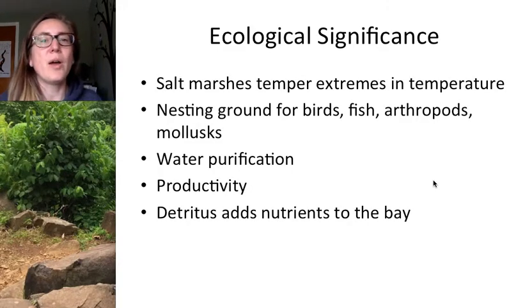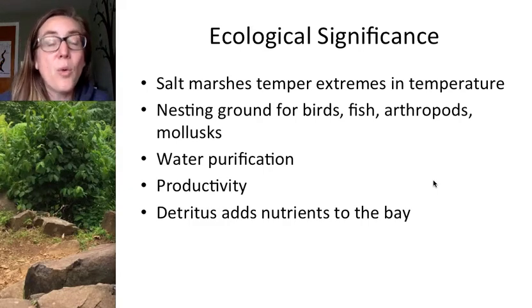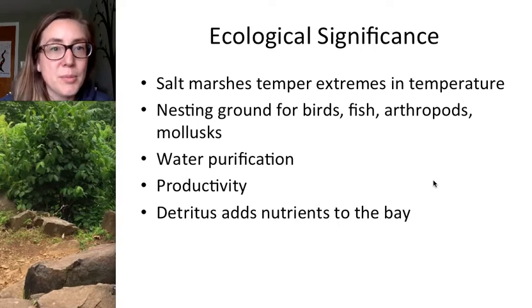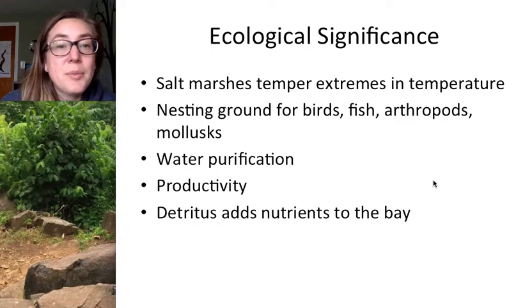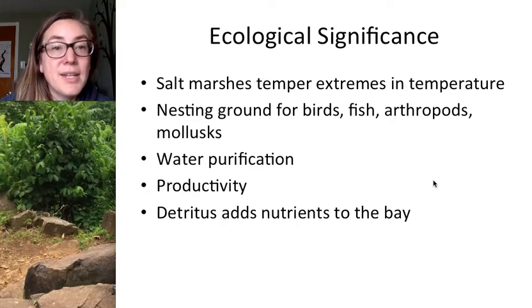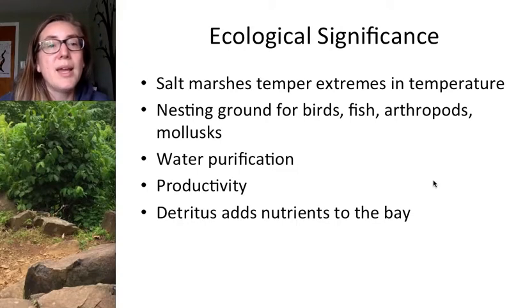So what do salt marshes do? Well, they're going to be able to temper extreme temperatures. Water itself has this wonderful ability to absorb lots of energy without changing temperature. So because you have access to all of this water surrounding the mainland, it's going to help to stabilize those coastal temperatures. Absolutely a nesting or breeding ground for birds, fish, arthropods, and mollusks, because you have these mussels and other filter feeders for water purification. There's going to be lots of different plants living in this area, so it's a high productivity area. And that detritus is going to add nutrients to the bay. And if nutrients are there, not only can plants grow, but also you can have those macroinvertebrates and insect larvae in that area. And if they are there, then small fish can eat them and bigger fish can eat them. And it's just going to help to feed that food chain.